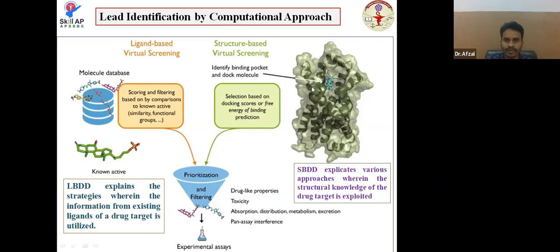So here we have knowledge of the protein, but in ligand-based drug design or virtual screening, we don't have the knowledge of the protein. Here, ligand-based drug design explains the strategies wherein the information from existing ligands of a drug target is utilized. Say, for example, if you take COX enzyme inhibitors, all the COX enzyme inhibitors contain a carboxylic acid. That is the common structural feature.